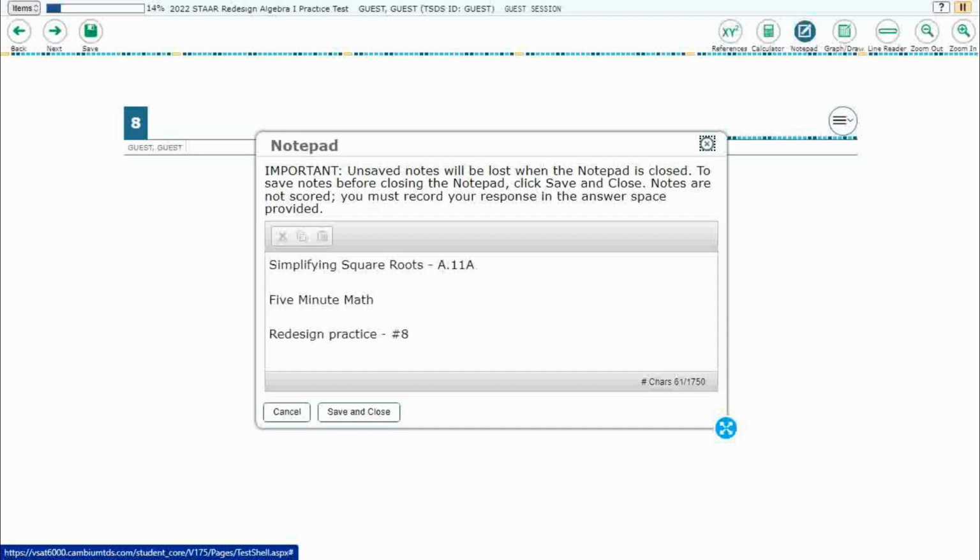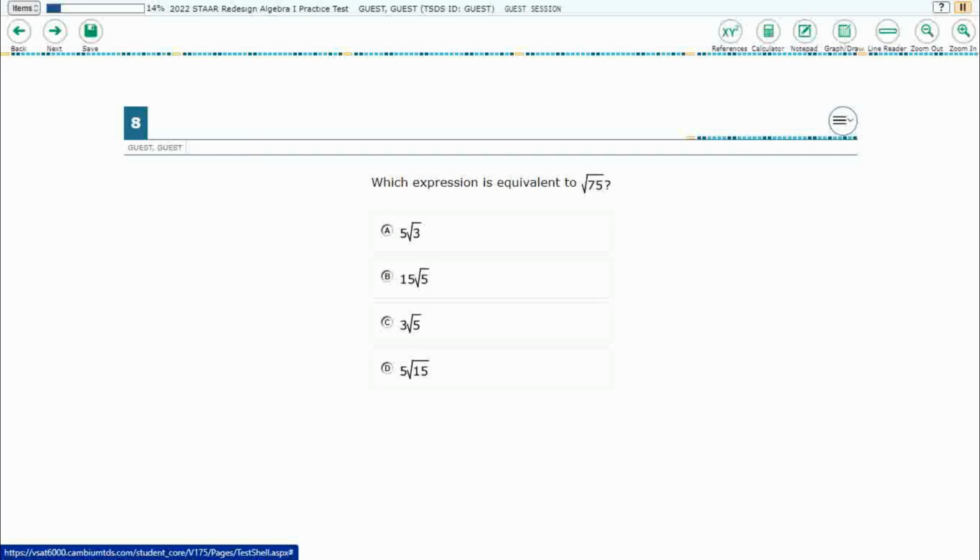Today we are looking at the Algebra 1 concept of simplifying square roots. This is standard A.11A in the great state of Texas, and we are using item number 8, the Redesign Practice Online STAAR Test. If you haven't done so already, please go ahead and take a moment to pause the video, work this problem out on your own, unpause it, and we will look at our answers together.